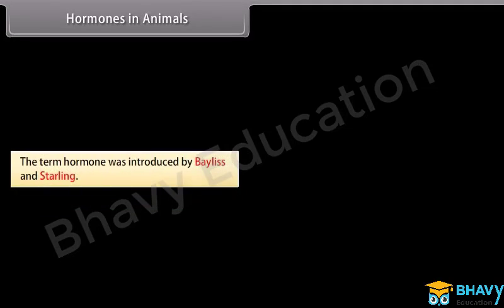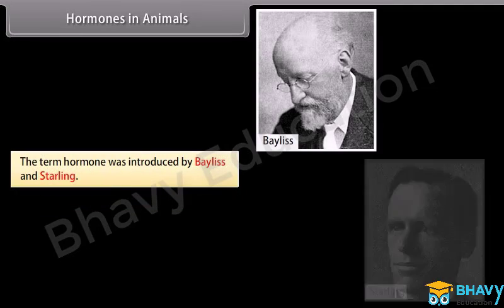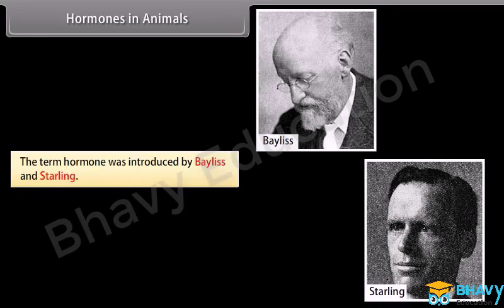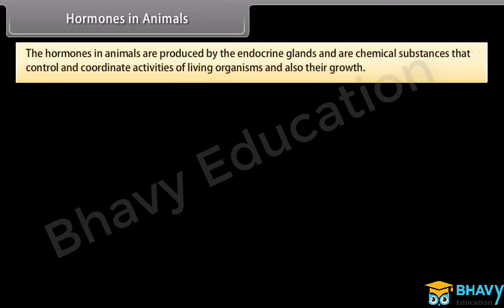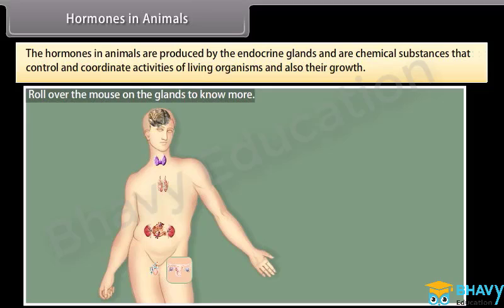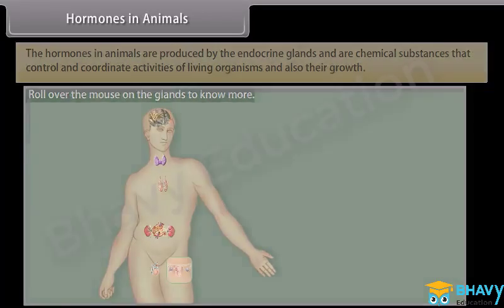Hormones in animals. The term hormone was introduced by Bayliss and Starling. The hormones in animals are produced by the endocrine glands and are chemical substances that control and coordinate activities of living organisms and also their growth.